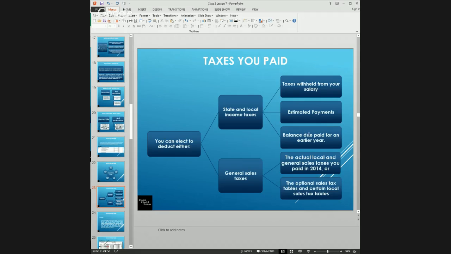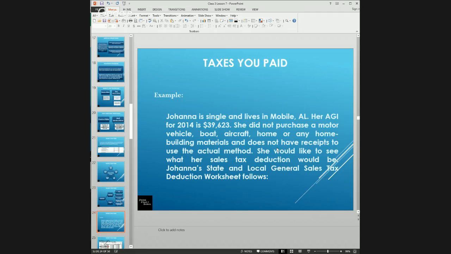So state and local income taxes would be the taxes that were withheld from your salary, any estimated payments that you made, as well as any balance due that you paid for an earlier year. All of those would be included in your state and local income taxes.